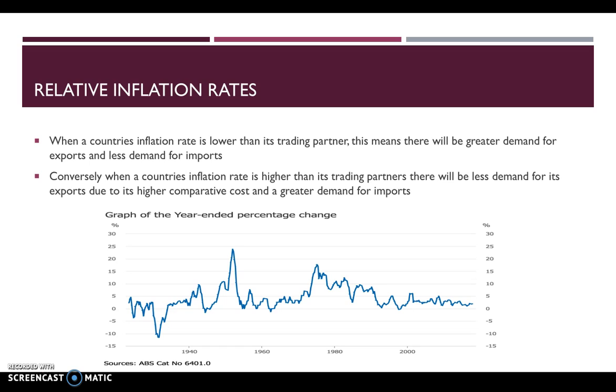Relative inflation rates are another economic factor which impacts on global exchange rates. If the inflation rate of Australia is lower than its trading partners, a lower comparative cost will lead to greater demand for exports, resulting in higher demand for Australian dollars and an appreciation of the Australian dollar against the trading partner's foreign currency. The following graph from the Australian Bureau of Statistics shows Australia's current inflation rate of 1.9%.